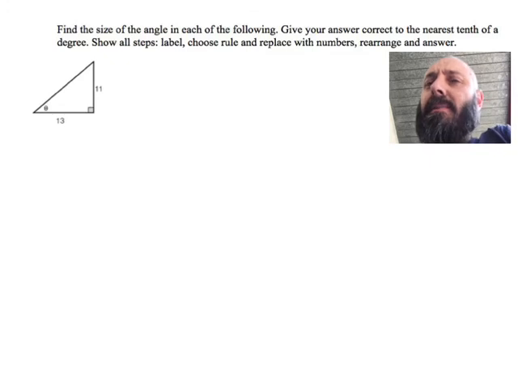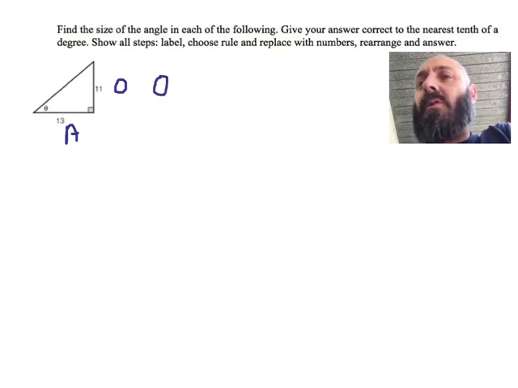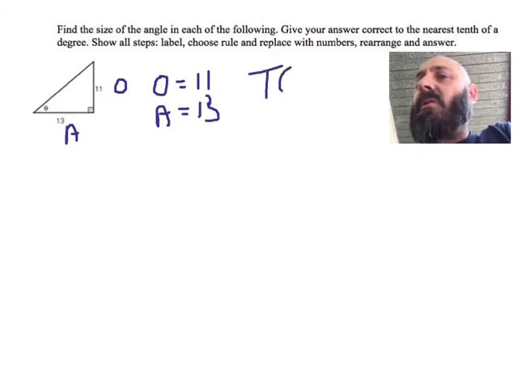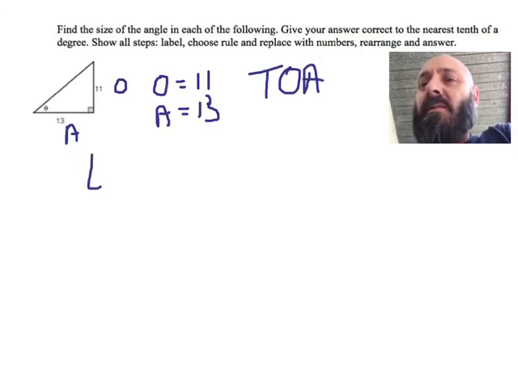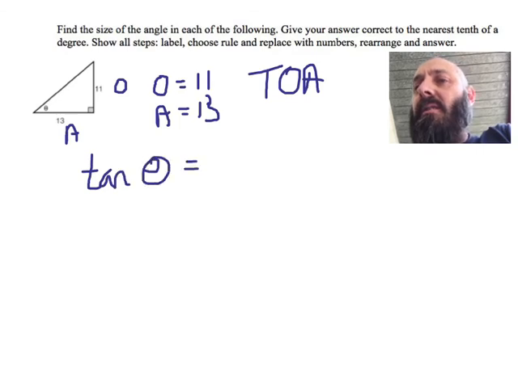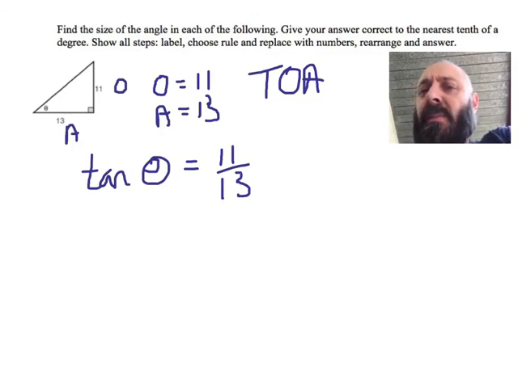And here we are for another problem. Curiously, these look very similar. For my angle of interest, I have the opposite and the adjacent. So this time I'll write them first. Opposite is 11, adjacent is 13. From my SOHCAHTOA, tan is opposite over adjacent. Tan theta equals 11 over 13. Look at the last one if you're not sure why I put those numbers there.